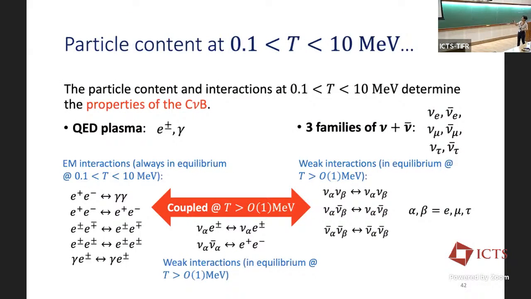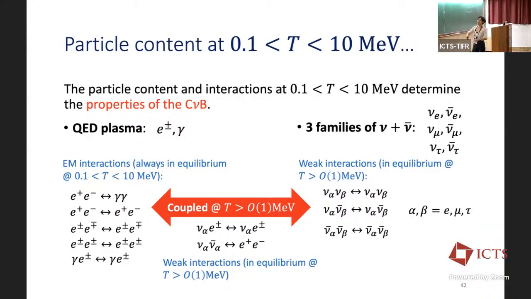Now, I want to just look at this scenario in a bit more detail. And so first of all, let's examine the particle content at a temperature between 0.1 MeV and 10 MeV. Okay? So as you saw in that G star picture earlier, there are really only just a few things that are left behind and have not completely been Boltzmann suppressed when you get down to these temperatures. So on the one hand, you have the three families of neutrinos and the antineutrinos, okay, over here. And on the other hand, you still have a bit of this QED plasma consisting of electrons and positrons and photons. Okay, remember that the muons are long gone. They're too heavy. Taus, whatever, they're all long gone. So just e plus, e minus, and gamma left behind in this temperature range.